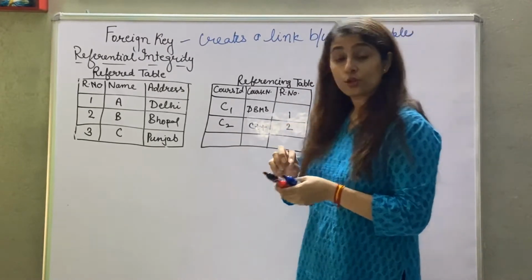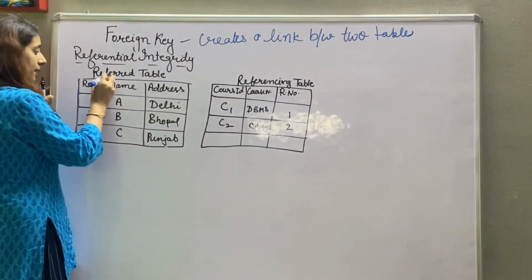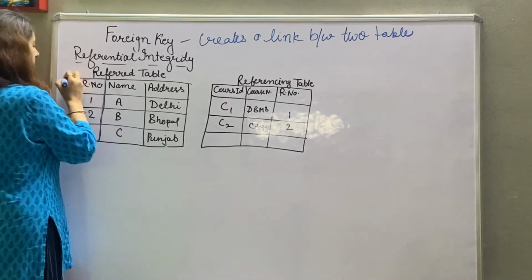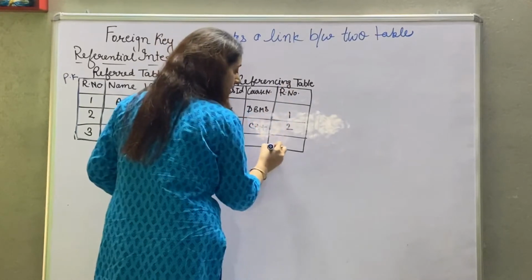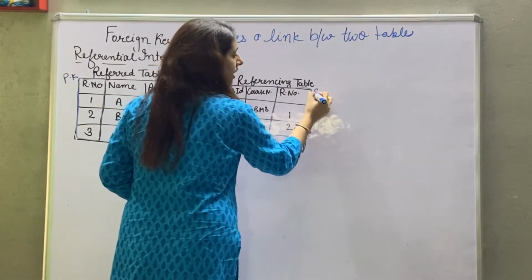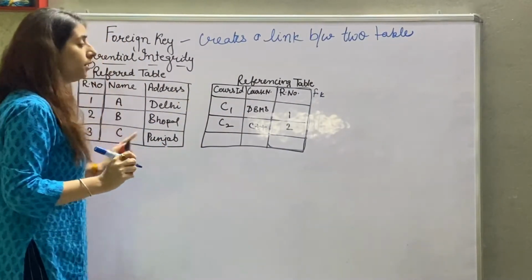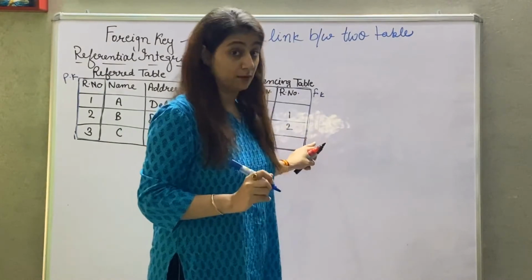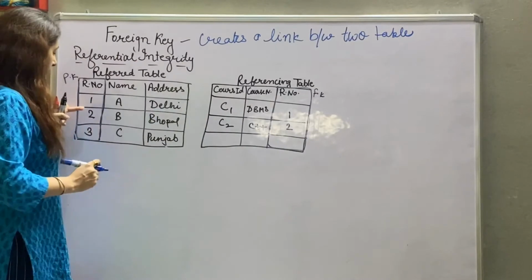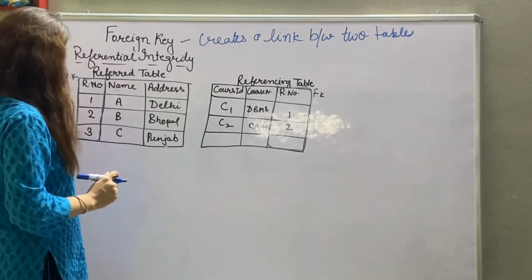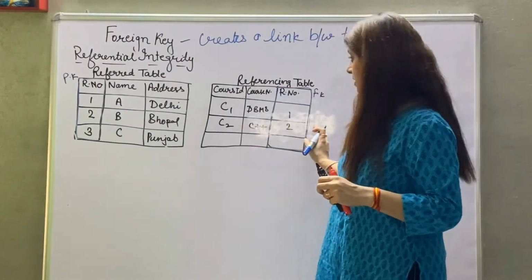Now suppose this is my roll number column. I am making this the primary key here, and in the referencing table the same column is my foreign key. I told you that whatever is the primary key in the refer table is going to be the foreign key in the referencing table. So the same thing is happening here, because it makes the data unique. Clear?